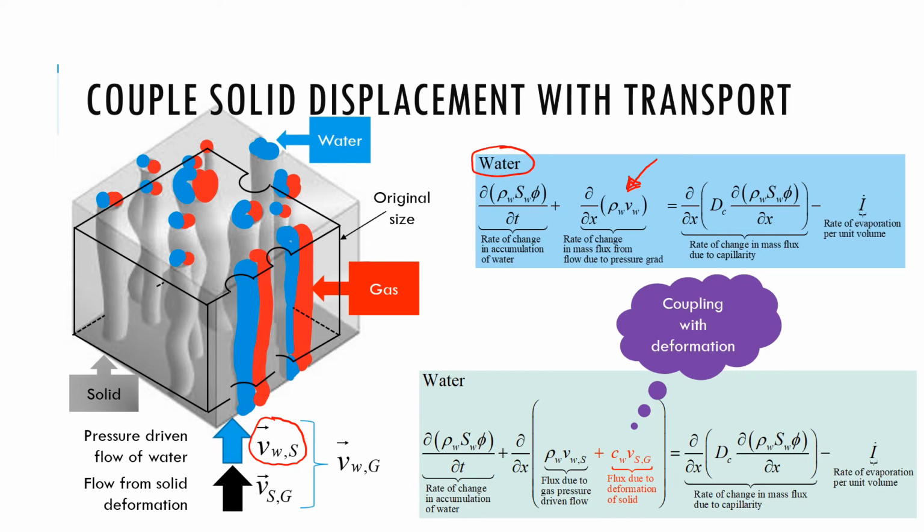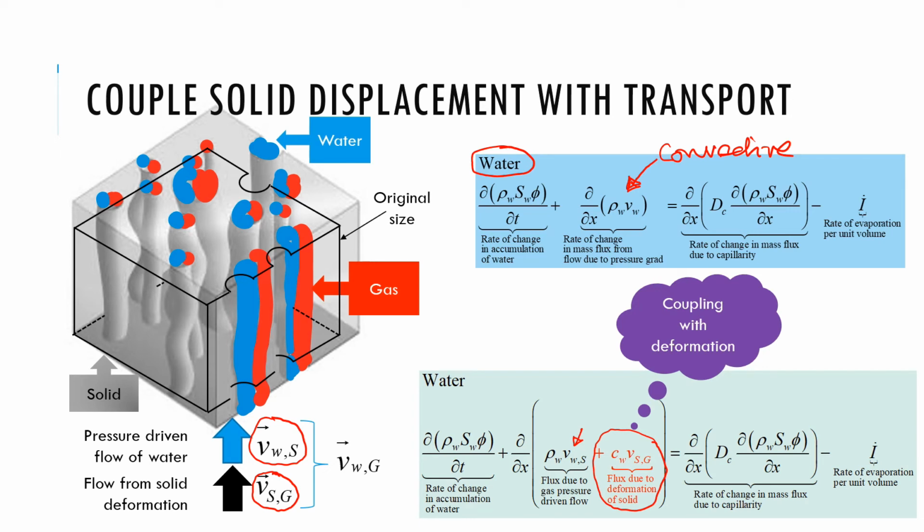But then the solid itself is moving. So we also have the velocity of solid in relation to the ground. So this convective term that we have in the transport equation gets modified. It now has two parts. One is the velocity of water, or the fluid phase, with respect to the solid, plus the flux that happens because of the deformation of the solid.